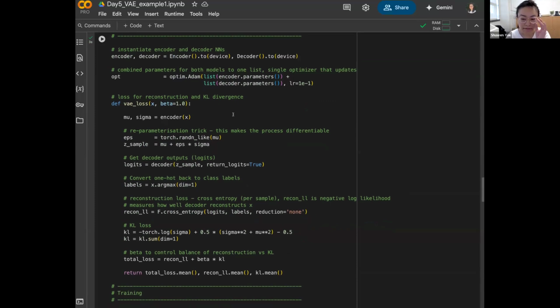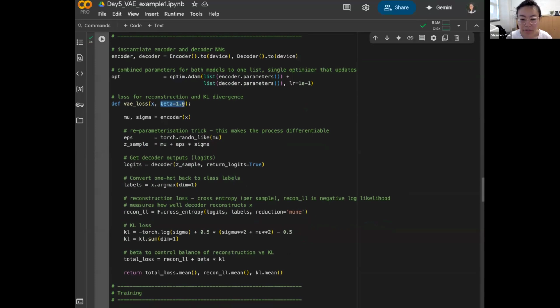And then here is the loss function that we're going to define. This beta is the parameter I put in front of the KL portion, the Kullback-Leibler divergence portion of the loss function, so that later on we can play around with this to see what happens if you bias one side or the other of that loss function. For now, we'll just leave it alone.